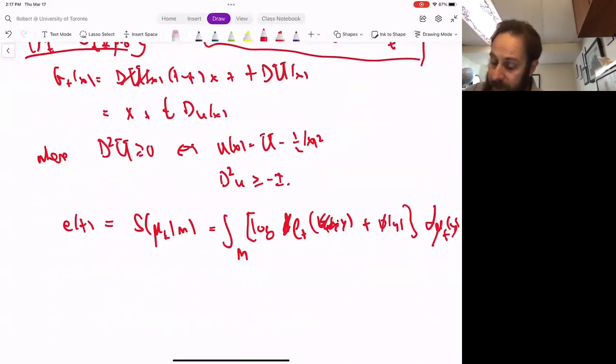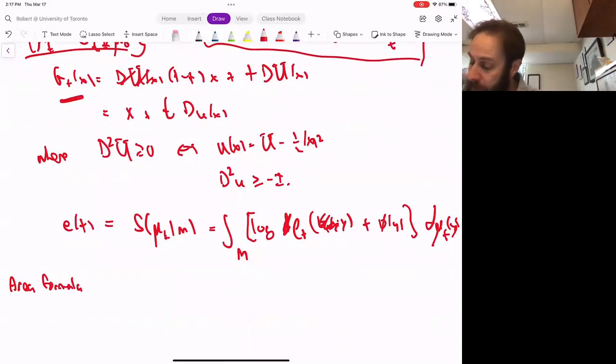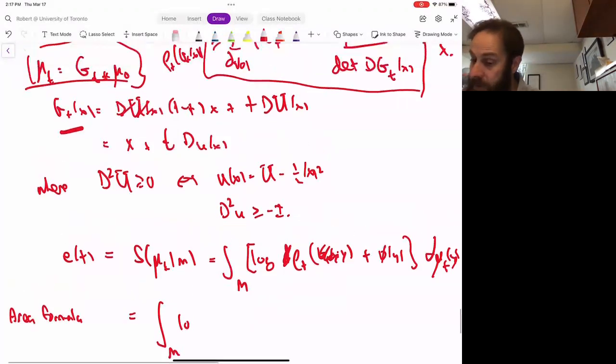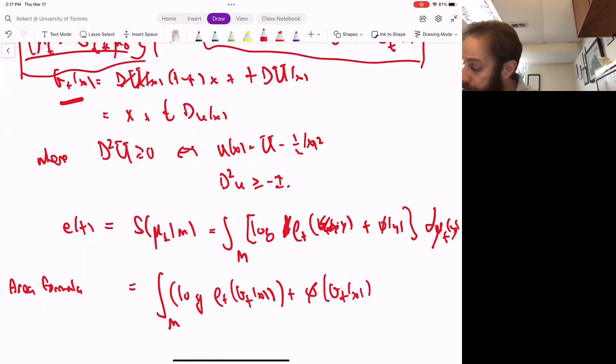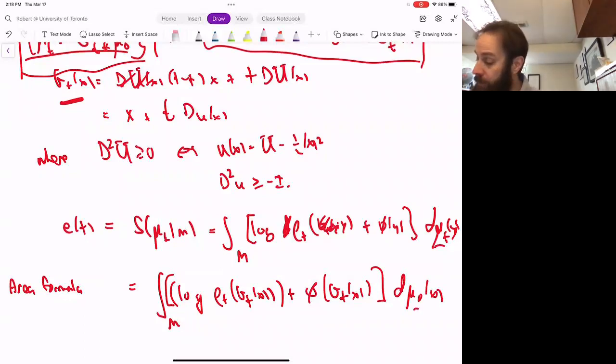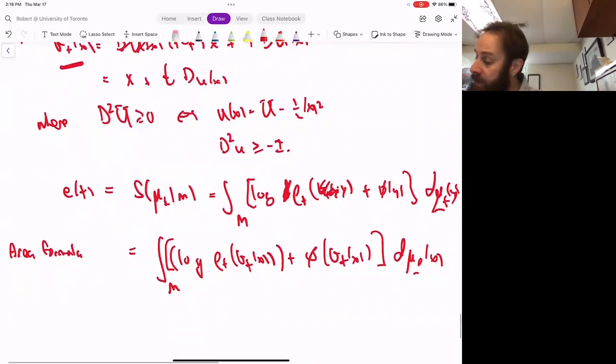And then I want to change variables using the area formula, and recalling that the map G is countably Lipschitz. So this is the integral over M, I don't even need the area formula yet. I just need that GT is the push forward of mu T. I'm going to need the area formula in a moment, but I don't need it yet. So this is log of rho t at gt plus phi of gt, d mu zero of x. That's because mu t is the push forward of mu naught. And so by composing the integrand with gt, I'm in good shape. So I haven't used the area formula.